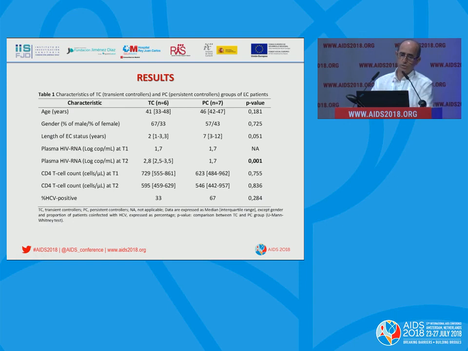This table shows some relevant characteristics of transient controllers and persistent controllers, and both groups of patients were similar in terms of age, gender, CD4 counts at T1 and at T2, and percentage of HIV positivity. Of course, viral load was undetectable at time point 1 in both groups of patients and was detectable, by definition, at time point 2 in the transient controller patients and undetectable in persistent controller patients. The only almost significant difference was in the length of EC status. As you can see, in transient controller patients this was a median of 2 years, and in persistent controller patients this was a median of 7 years, so during the whole follow-up.